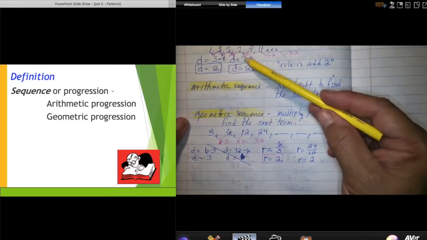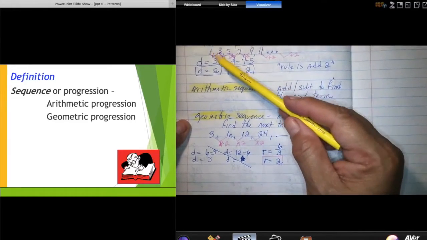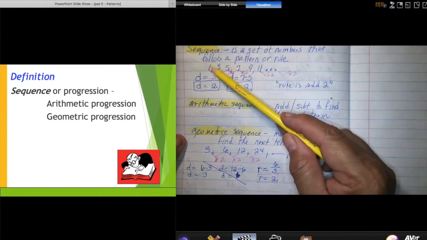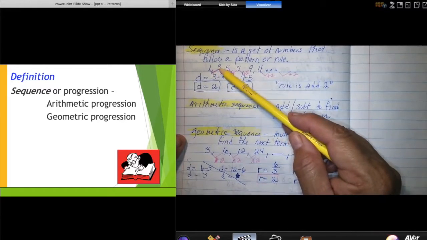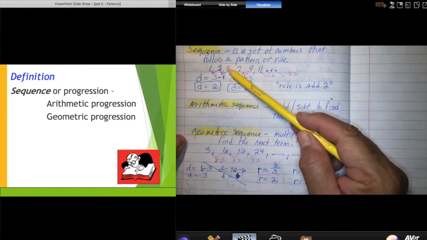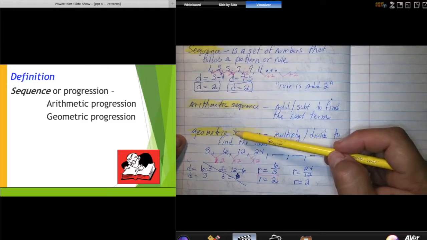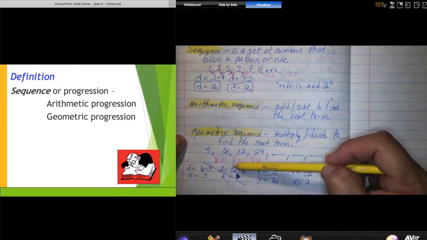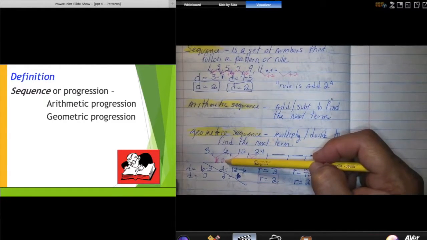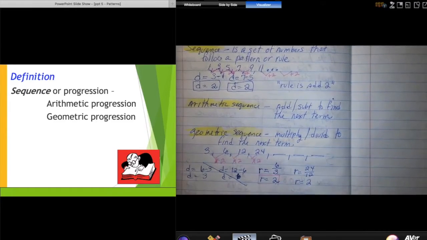In an arithmetic sequence, we add to find the next term. 1 plus 2 is 3. 3 plus 2, that's an arithmetic sequence. In a geometric sequence, we multiply or divide to find the next term.